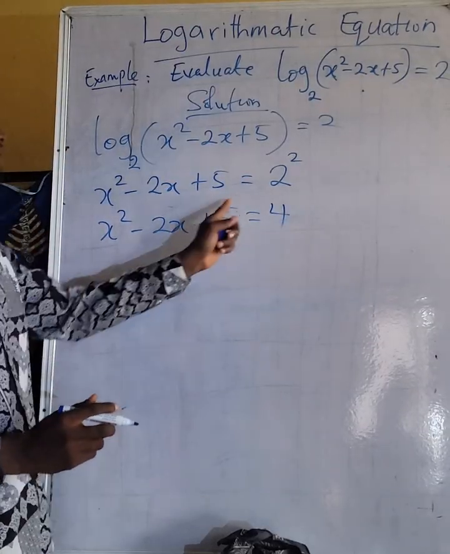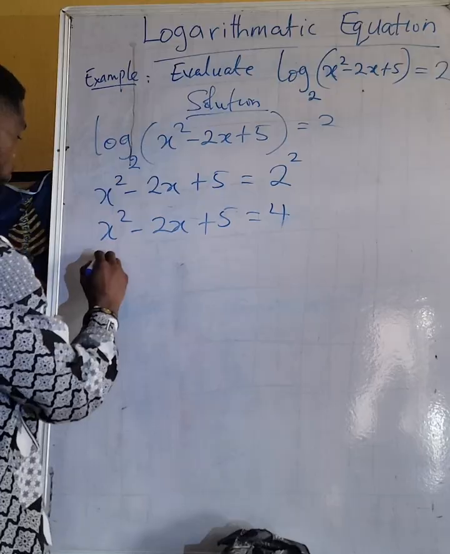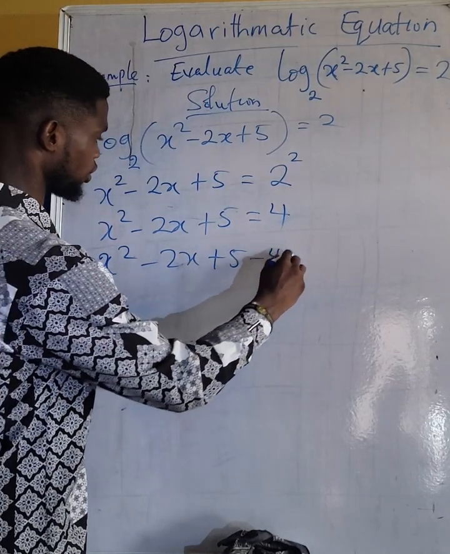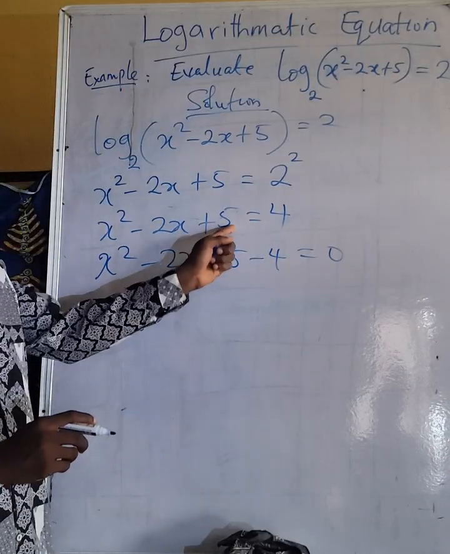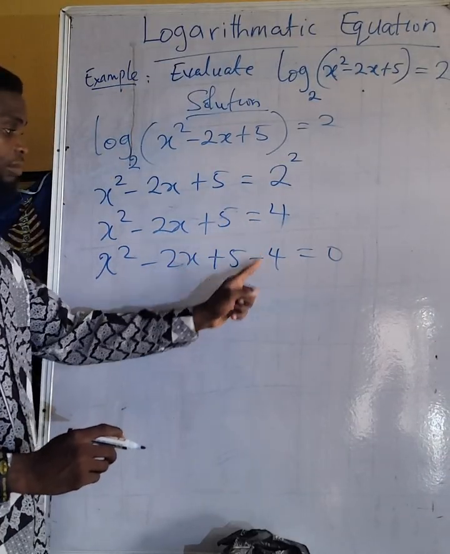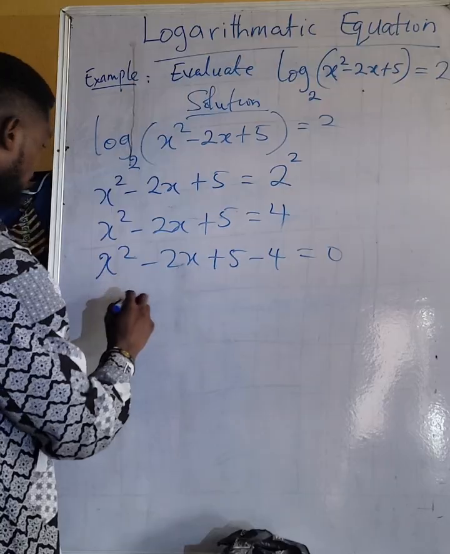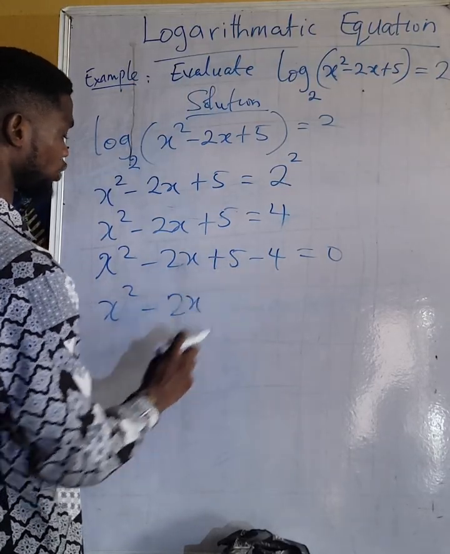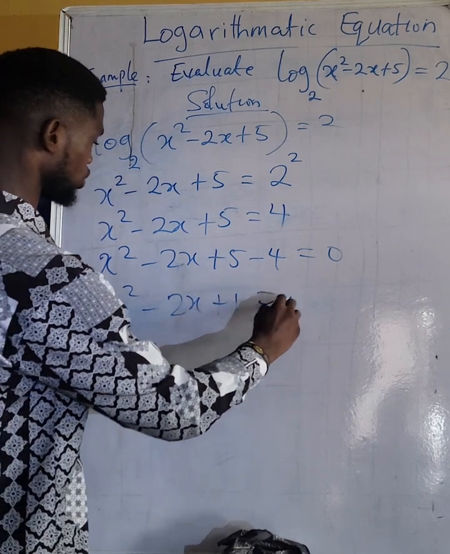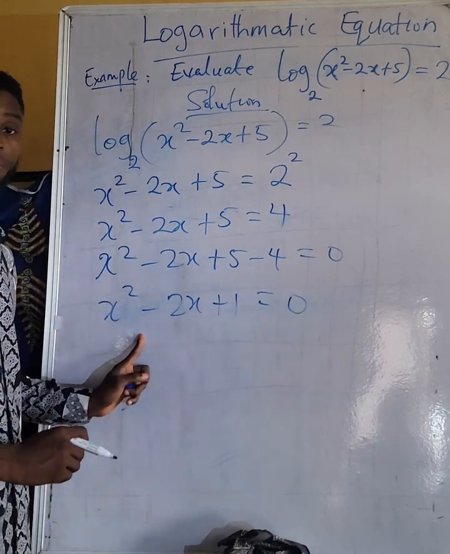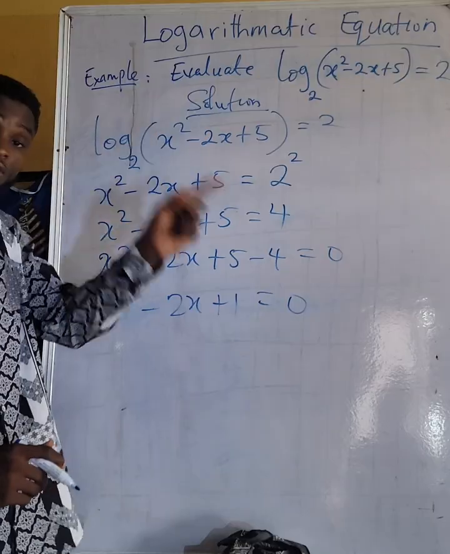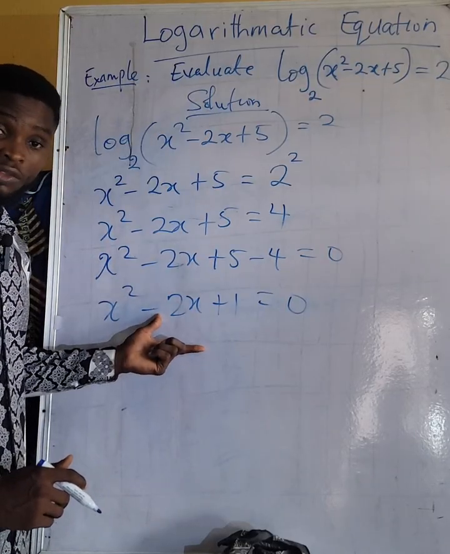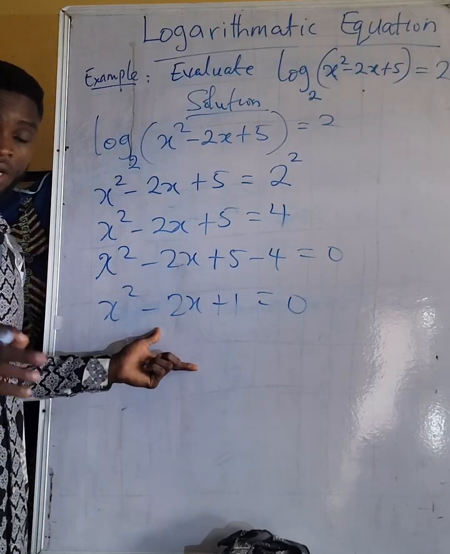So we are going to move this 4 to join the 5. We have x squared minus 2x plus 5 minus 4 equals 0. The 4 is positive, and when it crosses the equality sign, it becomes negative. So we have x squared minus 2x, and 5 minus 4 gives plus 1, equals 0. So this equation has automatically turned back to a quadratic equation. If you watch my previous video, you will see how I solve quadratic equations using the factorization method.